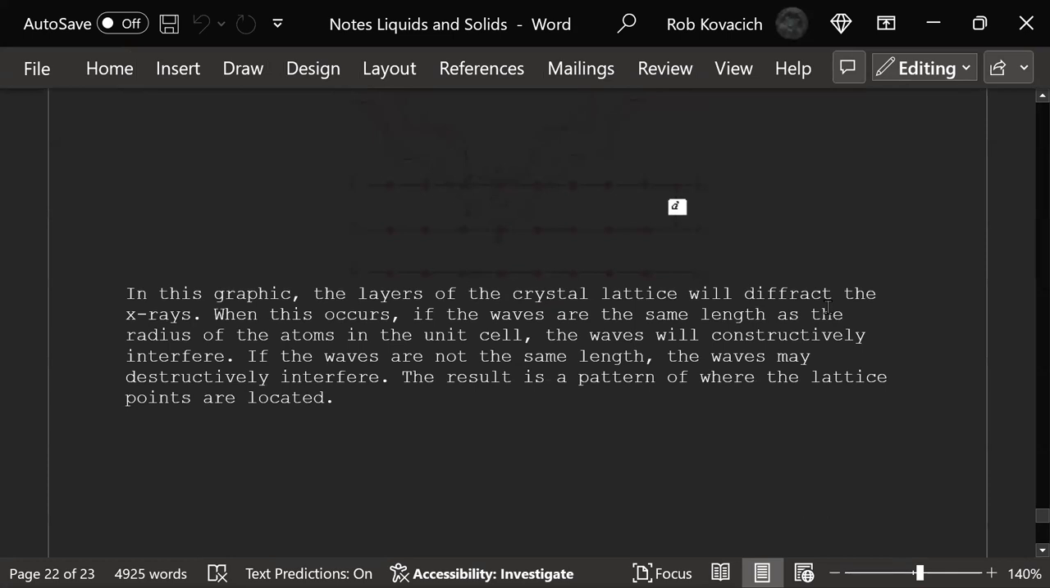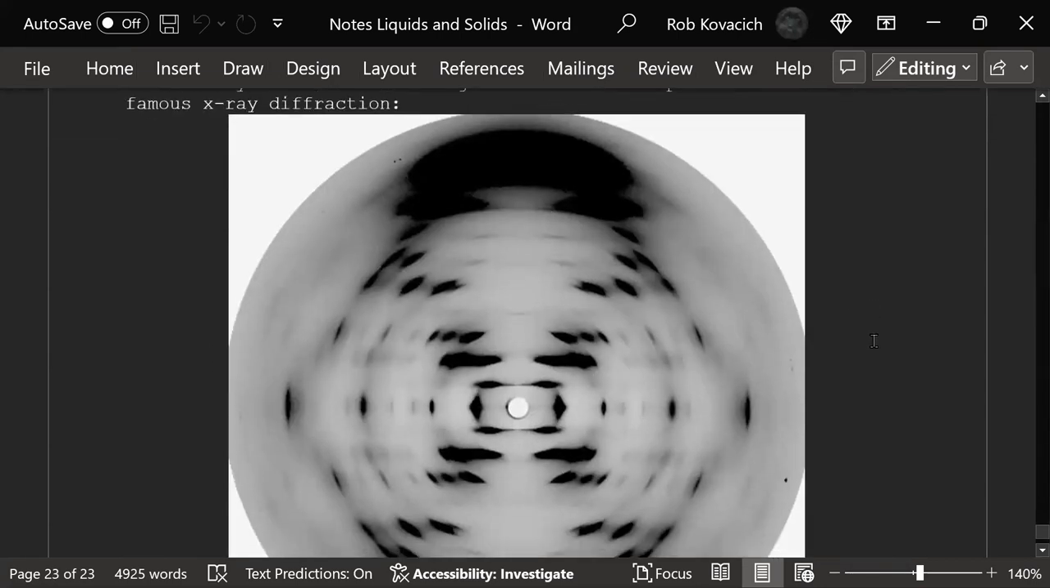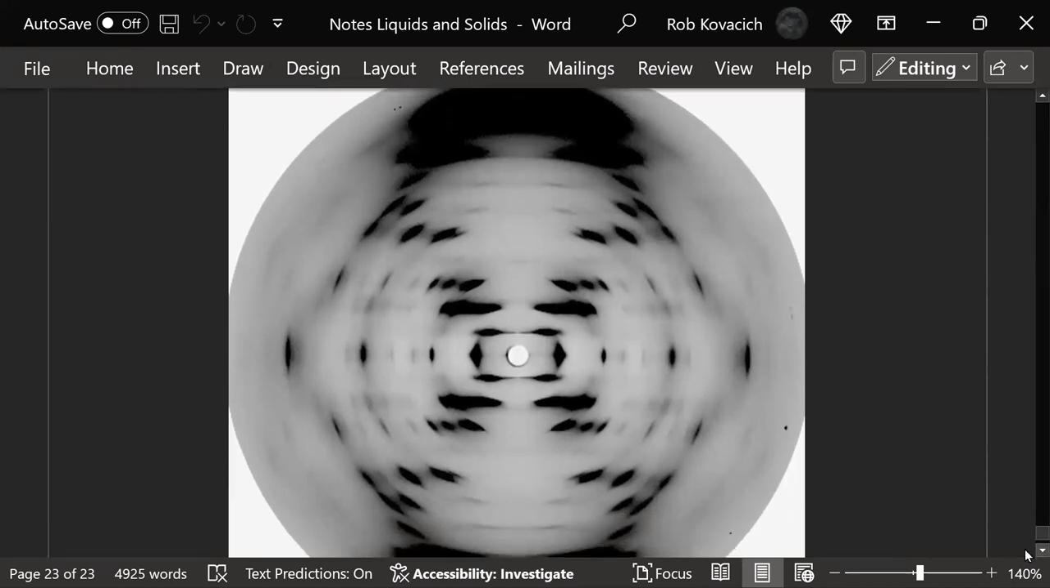The most famous use of x-rays was Rosalind Franklin. If you watch those videos, then you understood that she was really hosed by a couple of scientists, a chemist and a physicist, Watson and Crick, one from England and one from the United States. This is the most famous x-ray crystallography image ever. This is called image 51. Image 51 is super complicated, but what it is is proof that our DNA is in a double helical structure. She got this image and the image was stolen from her and handed over to Watson and Crick by somebody named Maurice.